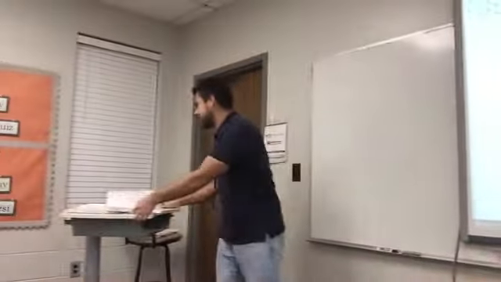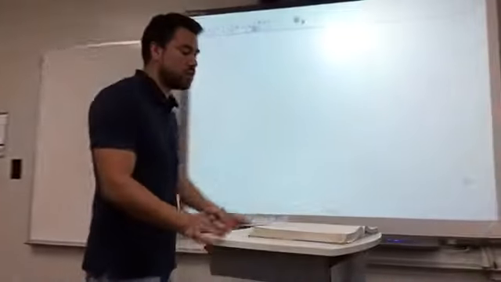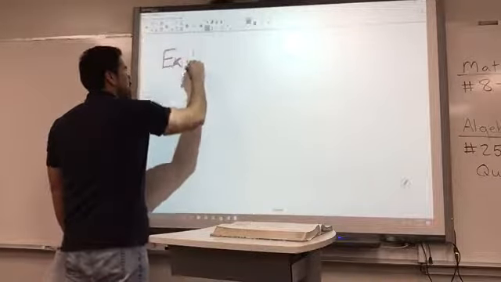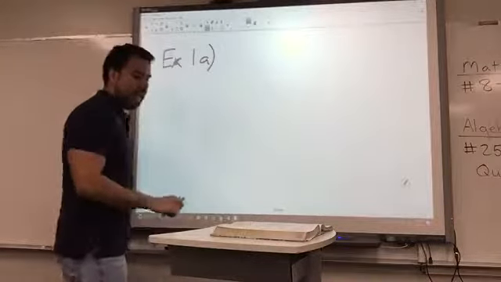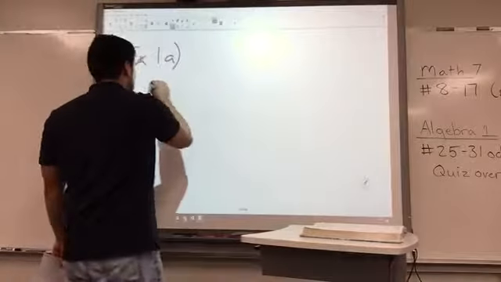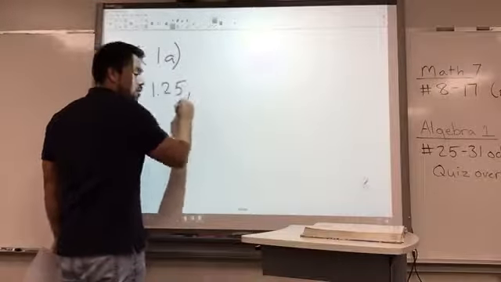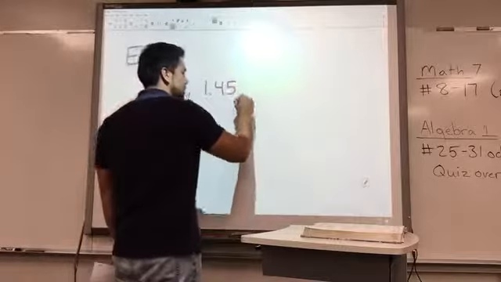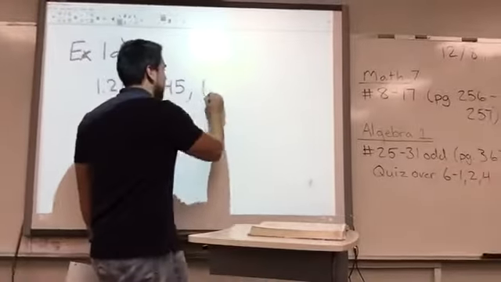Let's look at example 1, and let's see how we're going to use it here. All right, example 1. State whether each sequence is arithmetic, then write the next 3 terms of each sequence. So example 1, and we'll go with example 1a. They give us 1.25, 1.45. So yeah, write this down, please. 1.65.